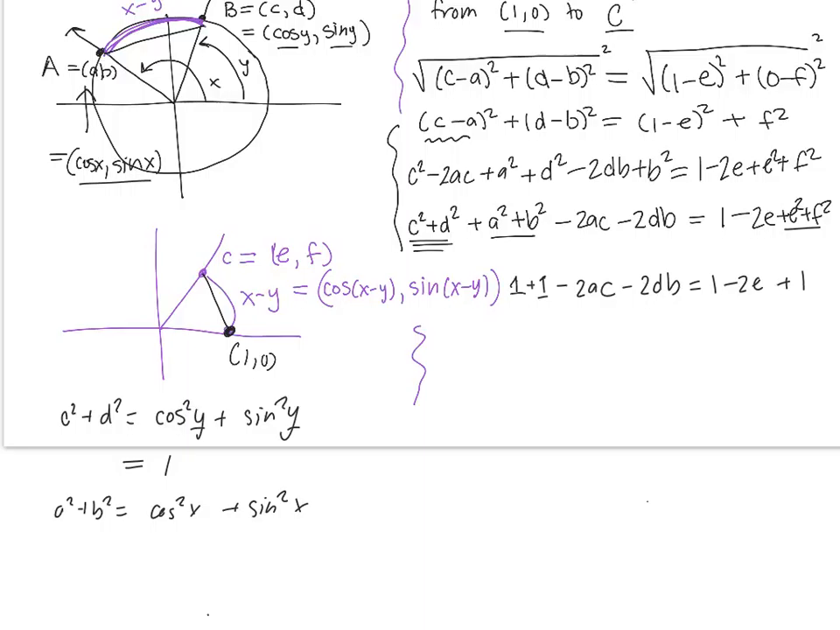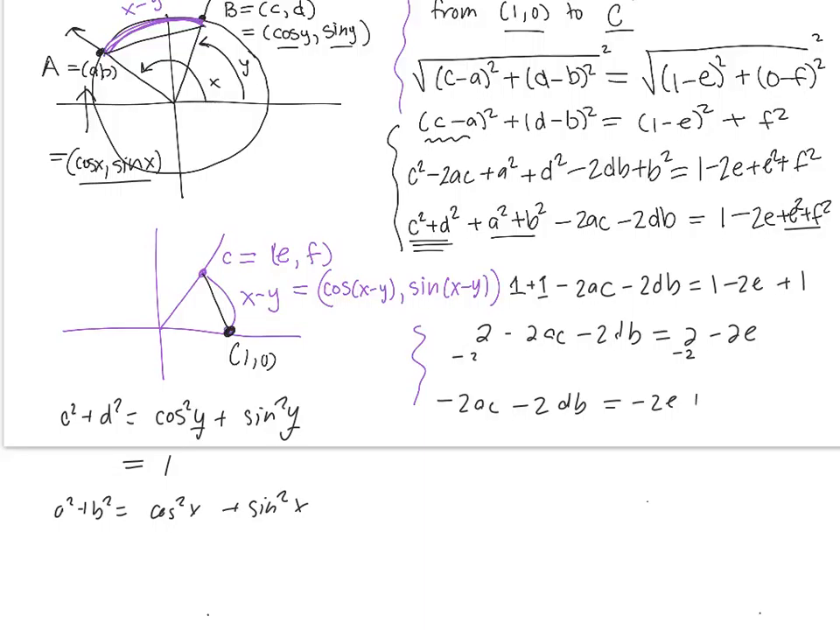Okay, so now we have 2 minus 2AC minus 2DB equals 2 minus 2E. Is everyone okay with that? Just added the ones together. What happens to the 2's? If you try to combine like terms, every single side has a 2, so if you take away 2, what happens to those 2's? They disappear. You get negative 2AC minus 2DB equals negative 2E.